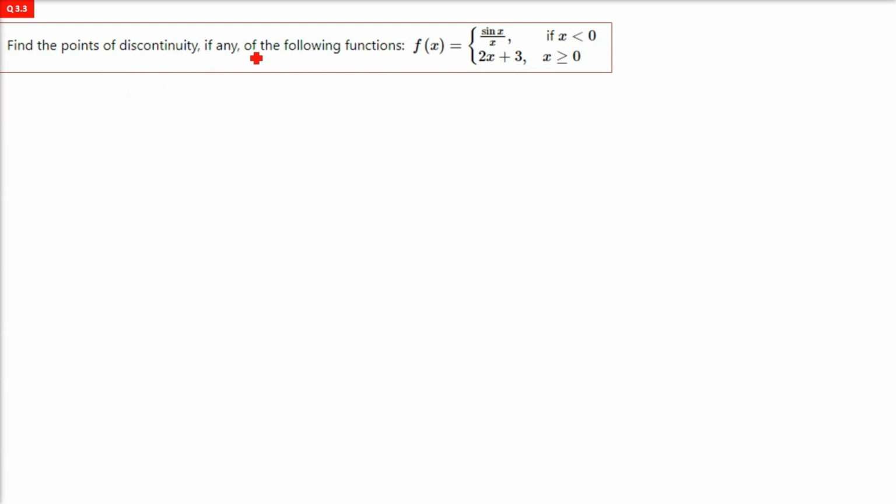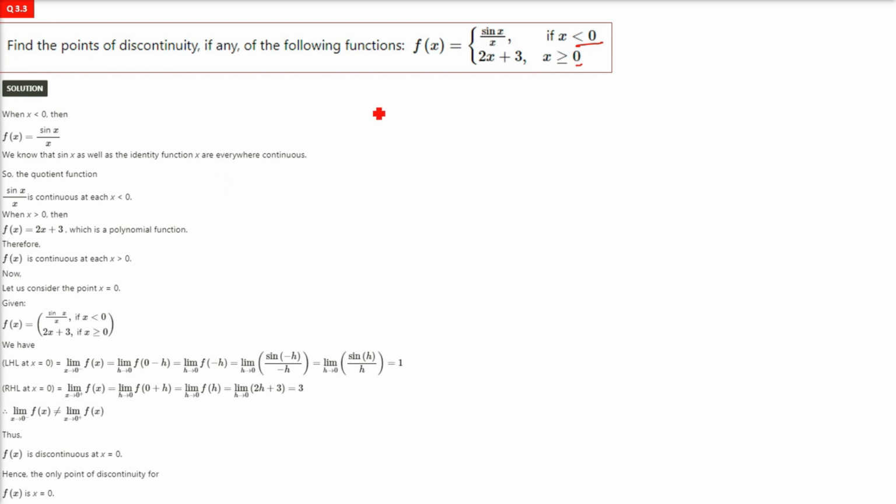Find the points of discontinuity, if any, of the following function. This is given: when x is less than 0, it is sin x by x, and when x is greater than or equal to 0, it is 2x plus 3. So what do we have here? We have sin x. Sin x, we know that it is continuous everywhere. x is also continuous everywhere. x you can call an identity function, or you can call it a first order polynomial as well. So f(x) by g(x), when you have f(x) and g(x) separately, they are continuous everywhere.